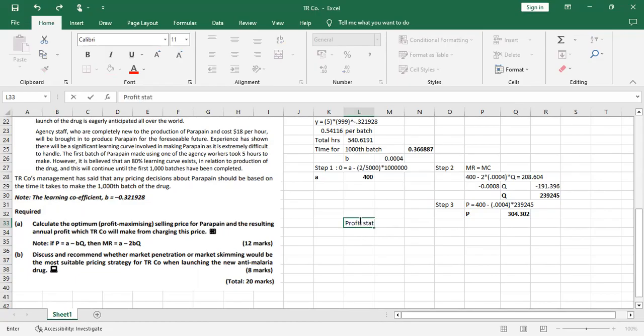Profit statement always starts from sales revenue. So first of all, you will calculate sales revenue, and sales revenue is equal to what? Sales revenue is equal to your optimum selling price, 304.302, multiplied with what? Multiplied with your optimal quantity. So you have a sales revenue of 7280273.